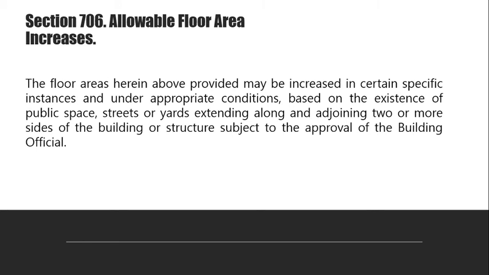So for section 706, the allowable floor areas increases. So the floor areas herein above provided may be increased in certain specific instances and under appropriate condition, based on the existence of public space, streets or yards extending along the adjoining two or more sides of the building or structure subject to the approval of the building official.